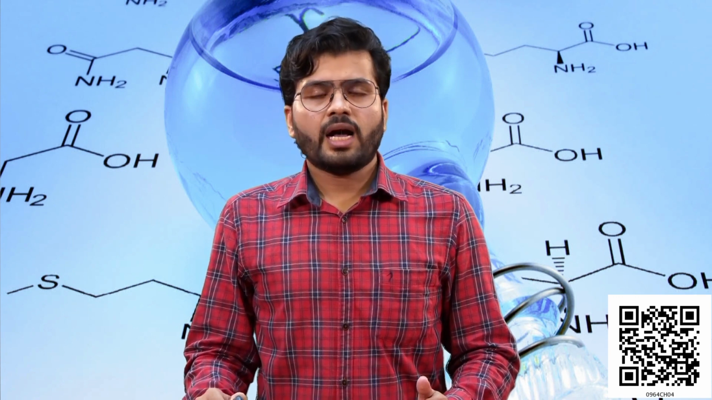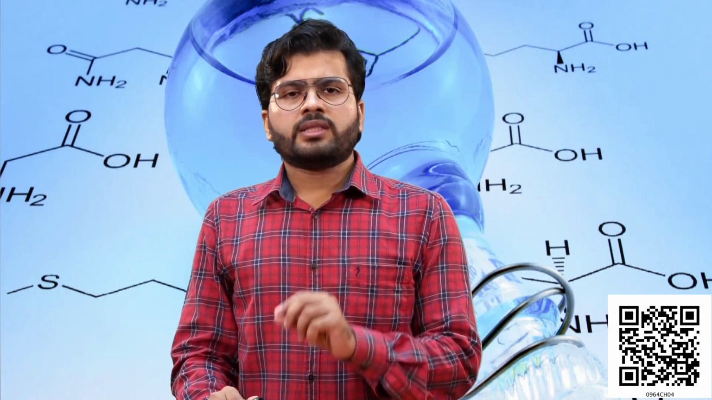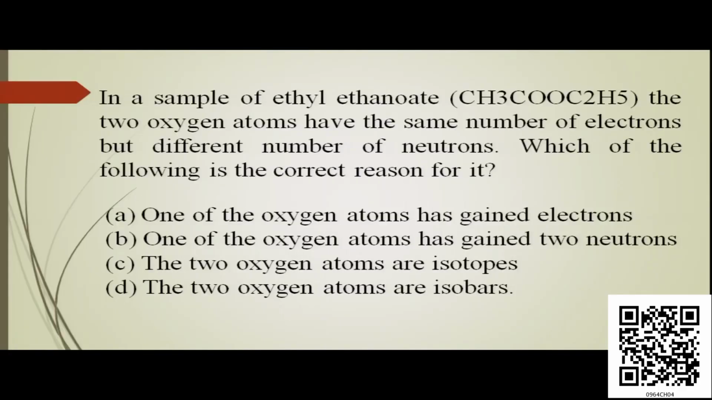Now let's take another example. In a sample of ethyl ethanoate, the formula is in front of you. In a sample of ethyl ethanoate, the 2 oxygen atoms have the same number of electrons but different numbers of neutrons. Which of the following is the correct reason for it?